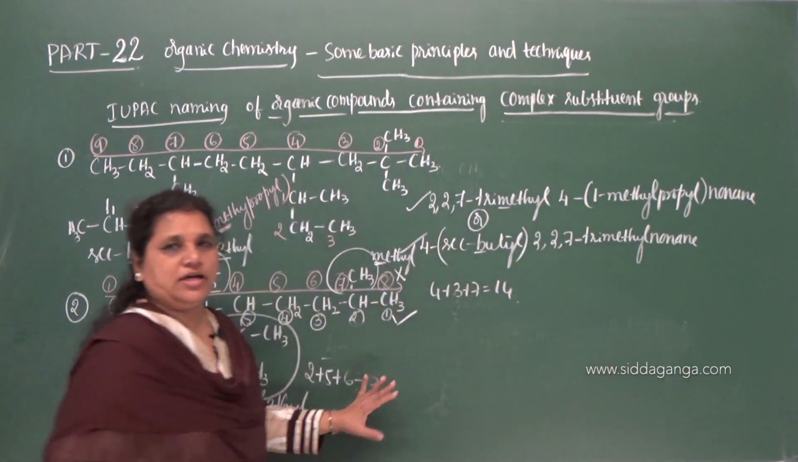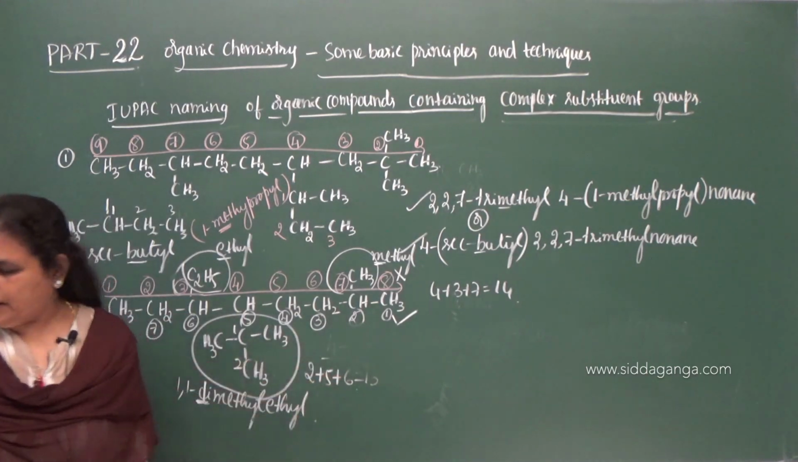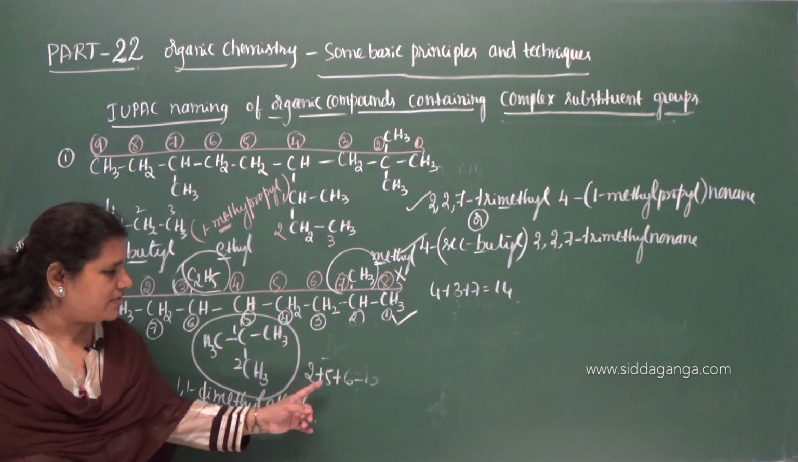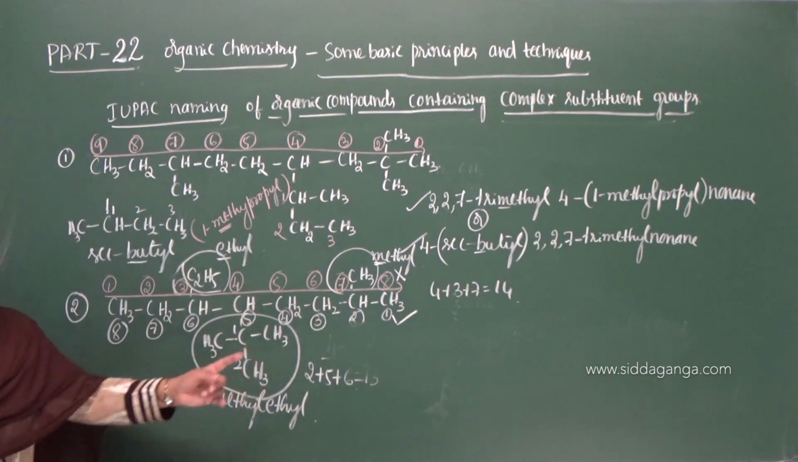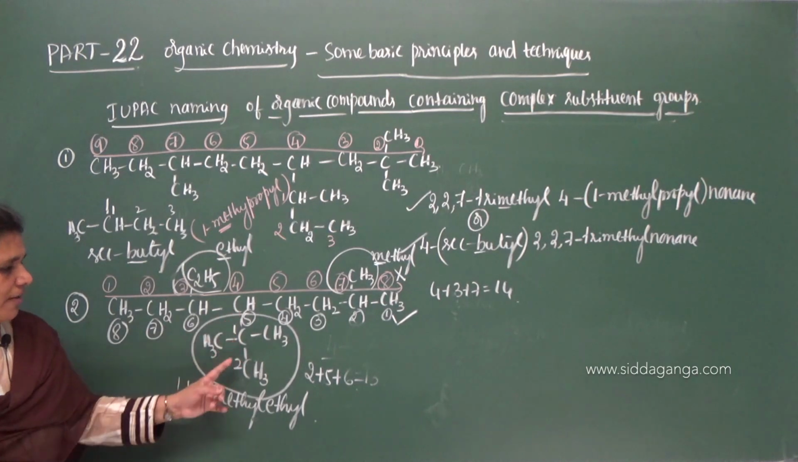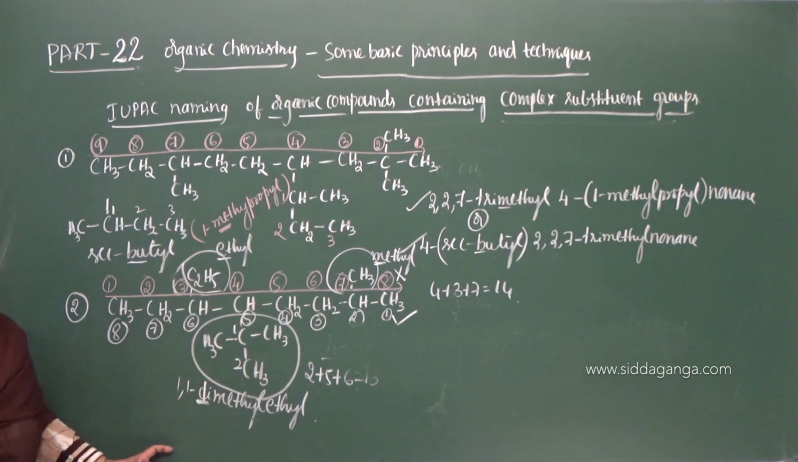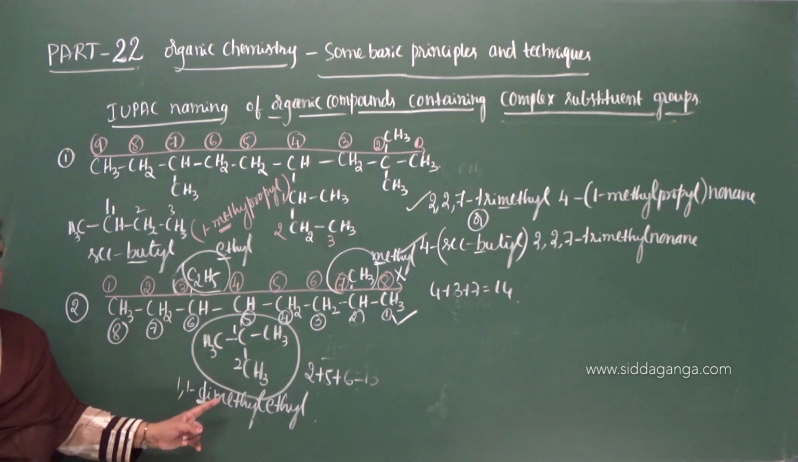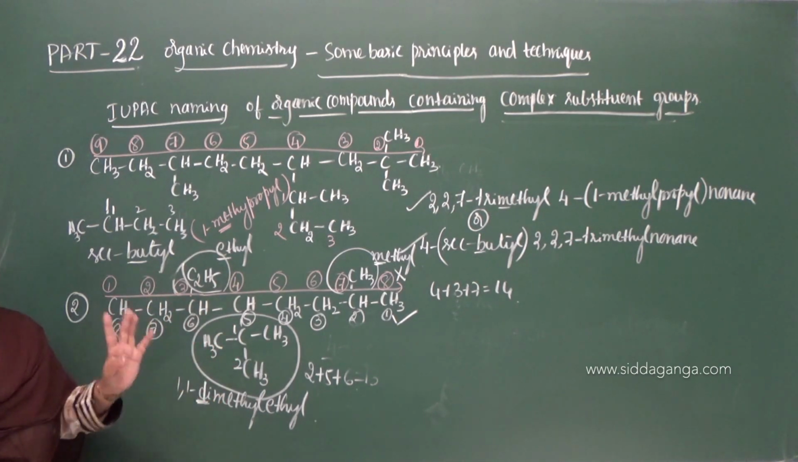So we need to consider this numbering now. So 2 plus 5 plus 6, that will be 13. So on the second carbon we have a methyl group, on the fifth carbon we have this complex substituent, and on the sixth carbon we have ethyl. So we only need to change the positions; the alphabetical order remains the same.